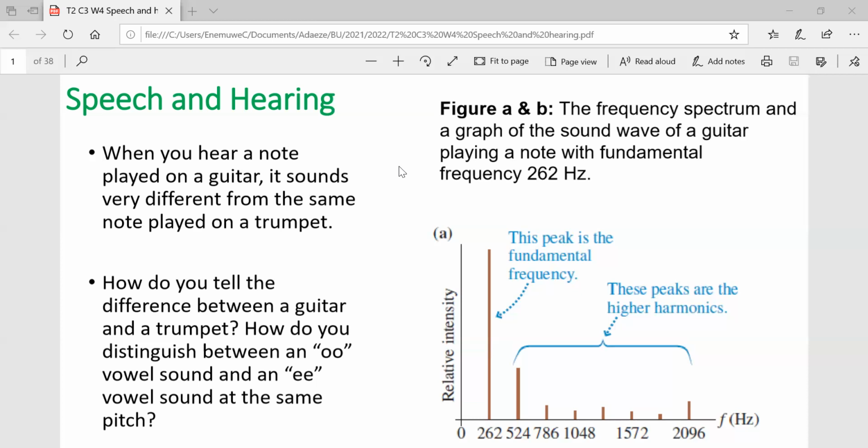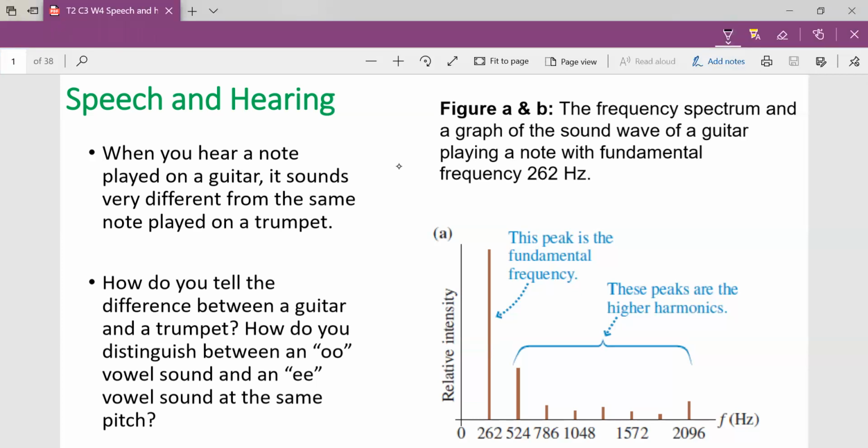So let's look at the figure before us here. We see the frequency spectrum and a graph of the sound wave of a guitar being played. We play the guitar on a note at a fundamental frequency of 262 Hz. Figure A is showing us the frequency spectrum, and figure B is the one showing the graph of the sound wave. We'll be looking at it after this slide.